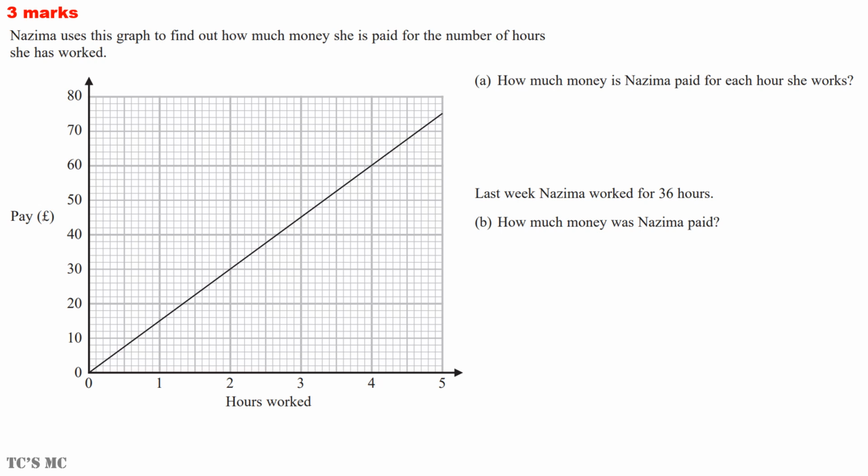Nazima uses this graph to find out how much money she is paid for the number of hours she has worked. Part A. How much money is Nazima paid for each hour she works? We need to go to 1 hour on the hours worked, draw a line upwards until we get to the straight line. Then go across. Because it's between 10 and 20, it must be 15. So for 1 mark in part A, we need to say £15.